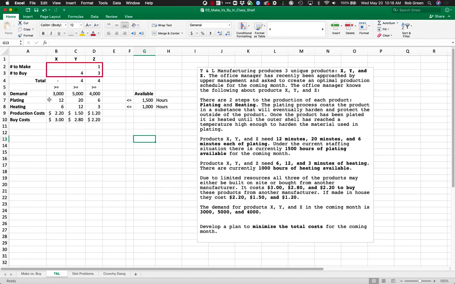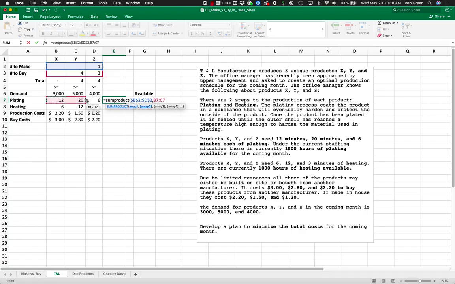Now, to figure out how much plating we used, we are going to look at our old friend, the sum product. We only use plating when we make something, so we are going to look at the number made. We are going to take the sum product with the amount of plating required. There we go. And we're going to drag it down.